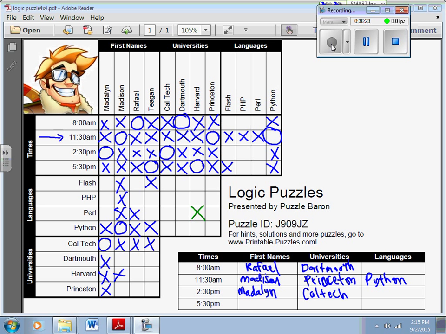Princeton, so you can search it out on the model. All right, so Madison went to Princeton. Okay, good. Circle that on the bottom. Nobody else went to Princeton. Okay, good.